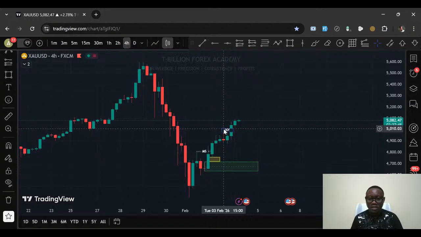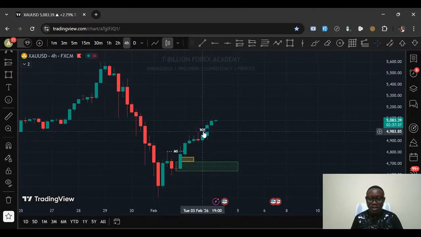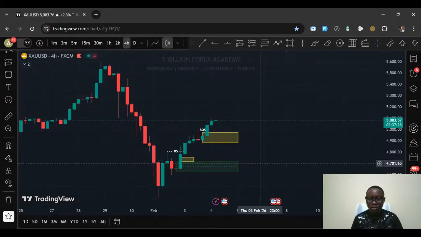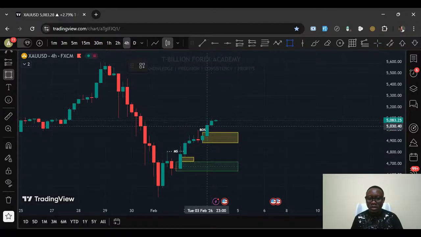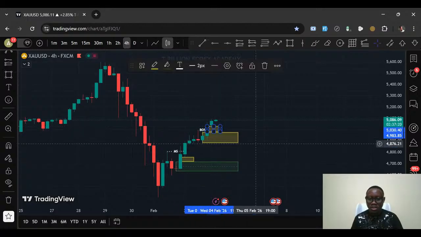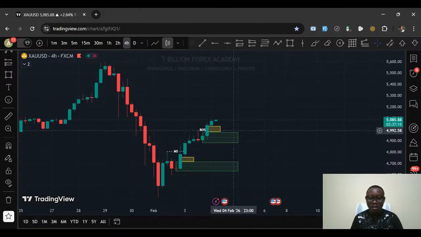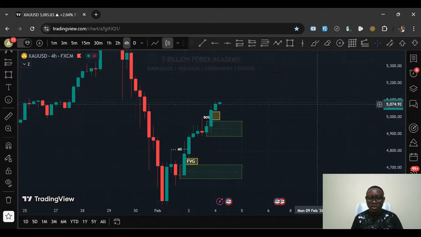So yeah, we have this. This is the internal break of structure, and this is the origin that caused this break of structure. This is the origin, this green candle here. So I'll mark it as our order block zone, right? So this is it. And of course, here is our FVG. Let's make this a demand order block zone. And here is our FVG.